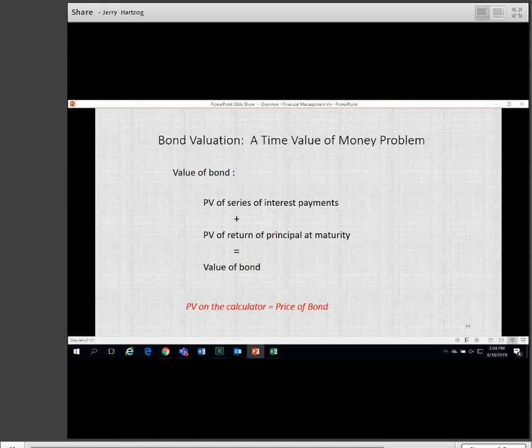Now, bond valuation is simply a time value of money problem. The value of a bond, the market value of the bond or the price, is the present value of the series of interest payments received plus the present value of the return of principal at maturity. We add those two together and we get the value or the price of the bond.